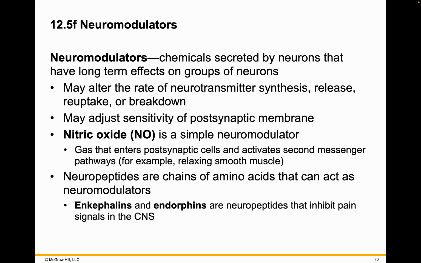There are also neuromodulators. Neuromodulators are chemicals secreted by neurons that have long-term effects on groups of neurons. They may alter the rate of neurotransmitter synthesis, release, reuptake, or breakdown. They may adjust the sensitivity of the postsynaptic membrane. Nitric oxide is a simple neuromodulator. It's a gas that enters the postsynaptic cells and activates second messenger pathways to relax smooth muscle. Neuropeptides are chains of amino acids that can act as neuromodulators. Enkephalins and endorphins are neuropeptides that inhibit pain signals in the central nervous system.